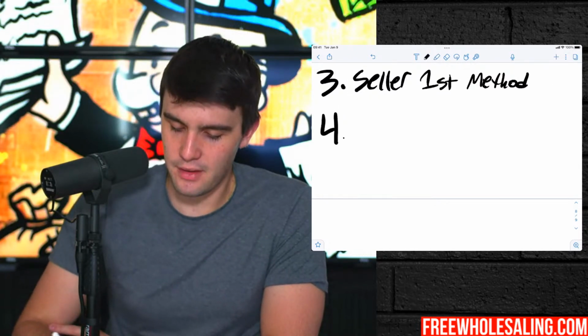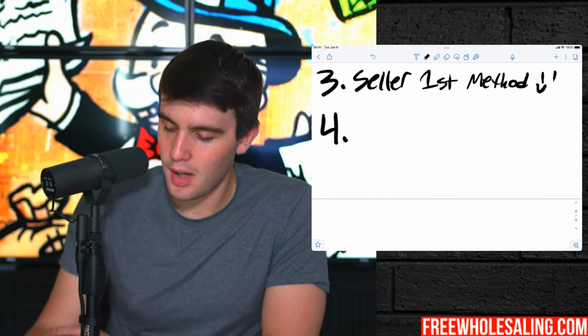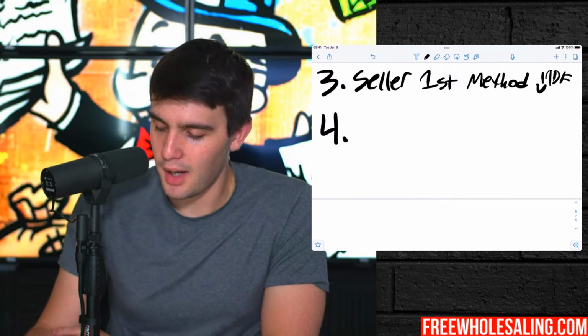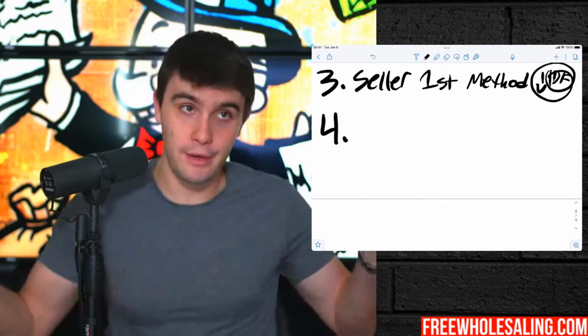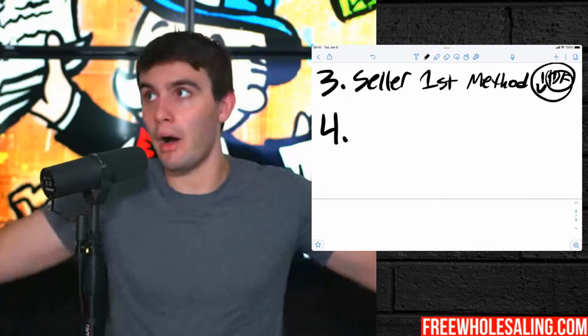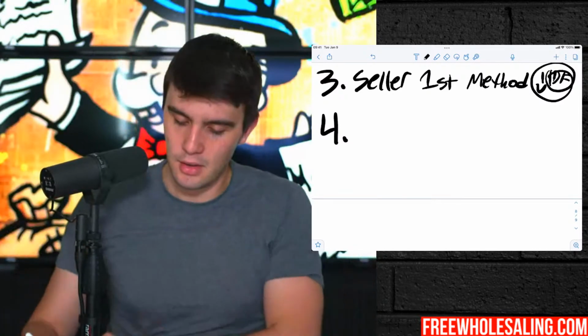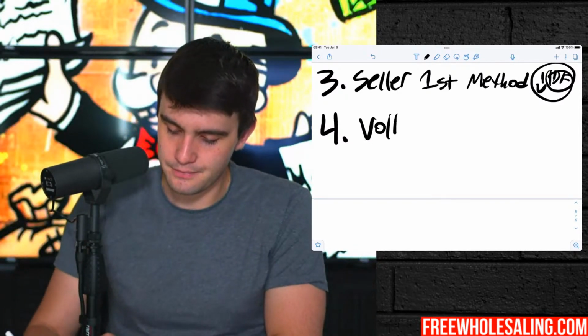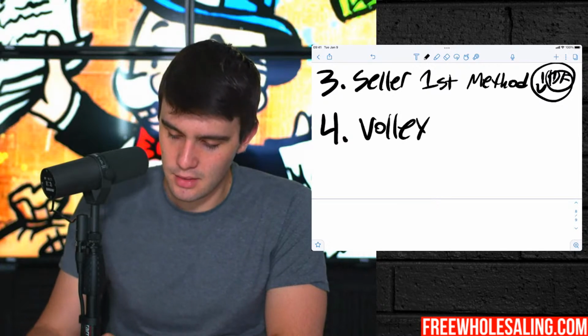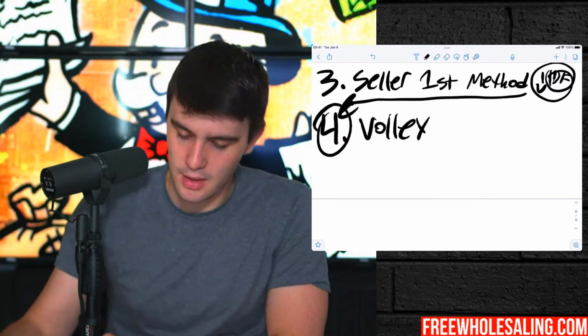Now, what if they say, oh, I don't know. I don't know how much I want to sell the property for. Oh, I have no idea. You give them two things. Number 4 is going to be the volley method. How do you counter this? Counter this with 4, okay? So it's going to be the volley method.